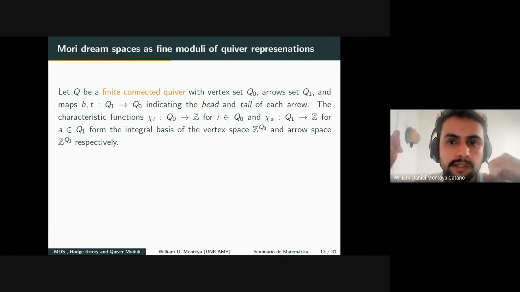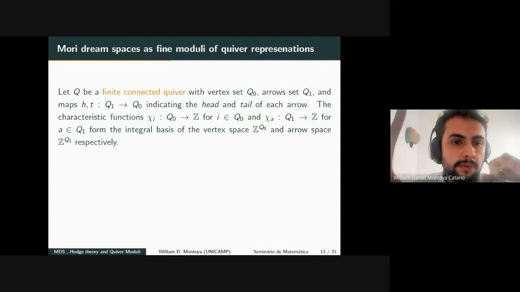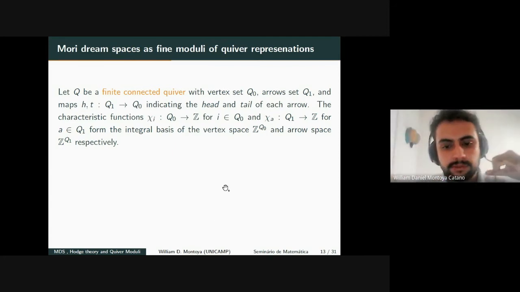The ones I'm familiar with in quiver representations are always 1, 1, 1, 1, 1, 1. So if you have a quiver representation and you put the condition that the vector dimension is 1, 1, 1, 1, somehow you are dealing with a toric variety. Okay, this is so. Let me introduce the preliminaries.